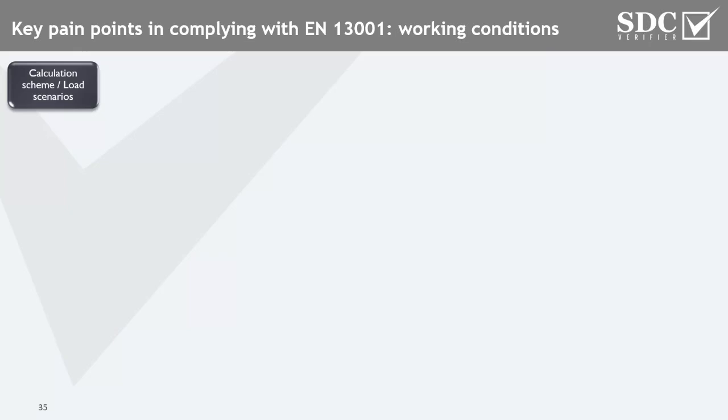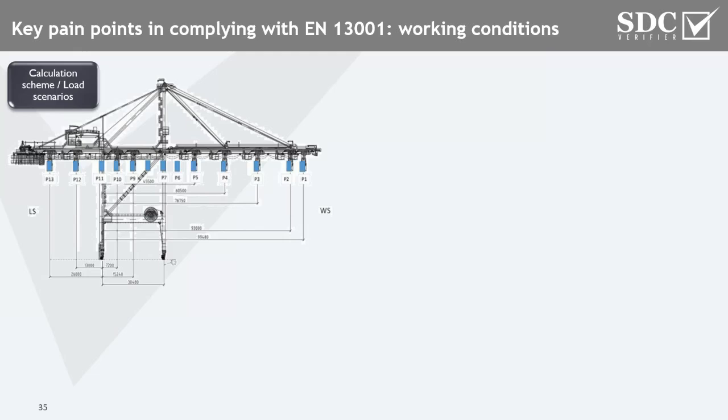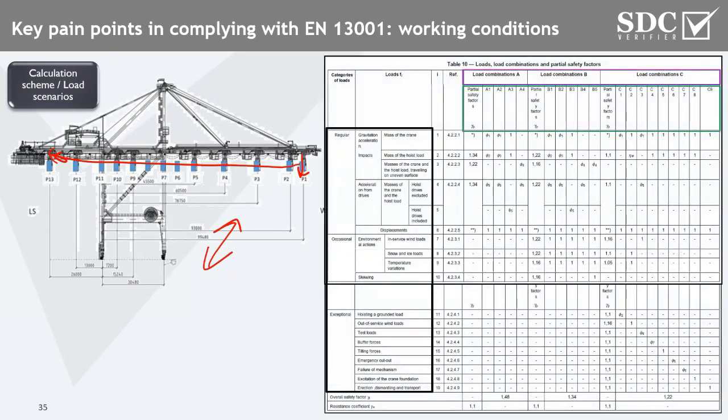So another thing we were talking about is the calculation scheme or loading scenarios. If we look at this crane, we have many loads. We have hoisting load, we have a trolley weight, which is running back and forth. We have crane movements here and here. We have some buffer conditions. And there are actually a lot of different load situations, and all of them are summarized in the simple table of EN 13001. It's divided by category: regular, occasional, or exceptional loads.